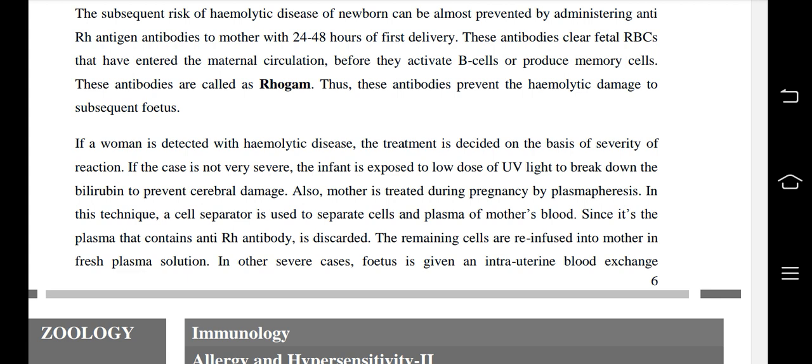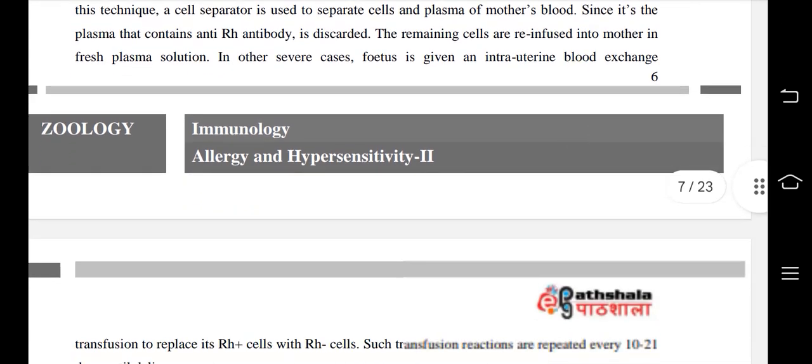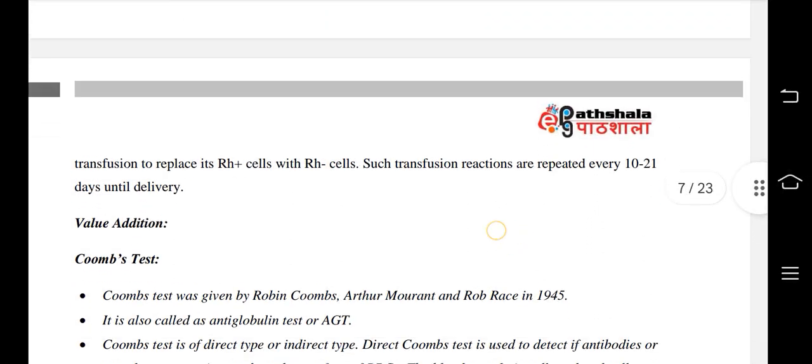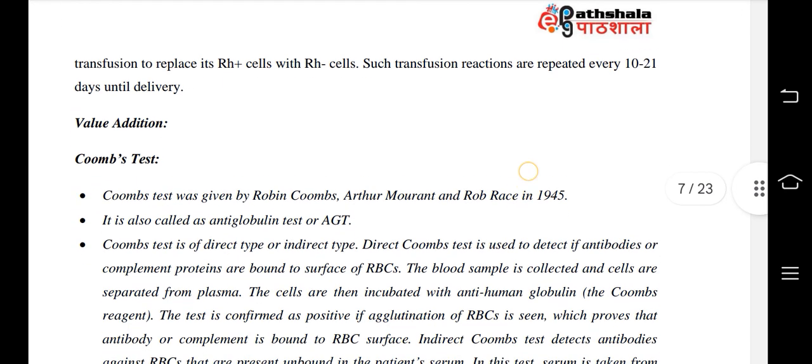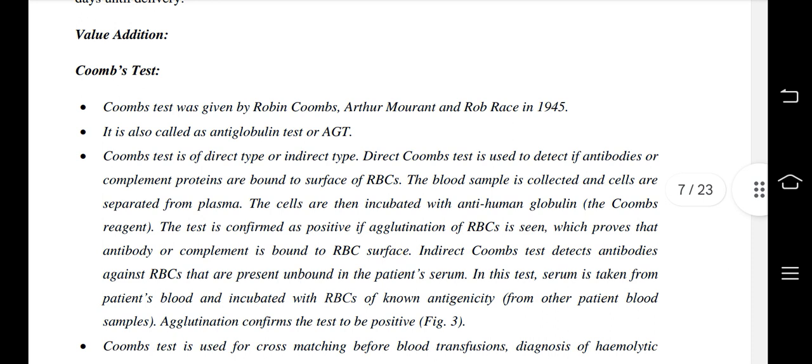In other severe cases, the fetus is given an intrauterine blood exchange transfusion to replace its Rh positive cells with Rh negative cells. Such transfusions are repeated every 10 to 21 days until delivery. A value addition: the Coombs test. The Coombs test was given by Robin Coombs, Arthur Mourant, and Rob Race in 1945. It is also called the antiglobulin test or AGT.